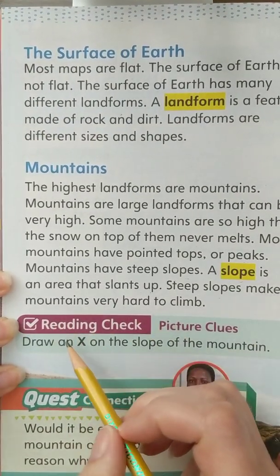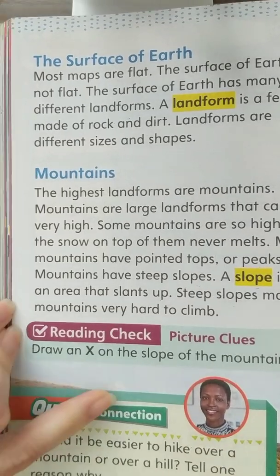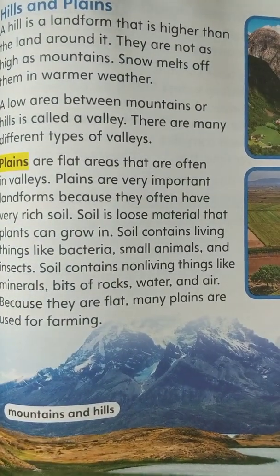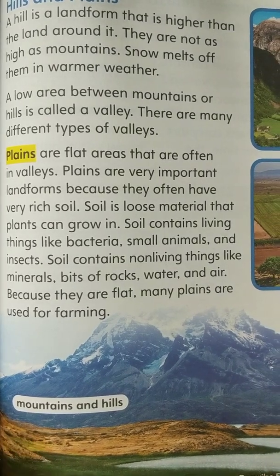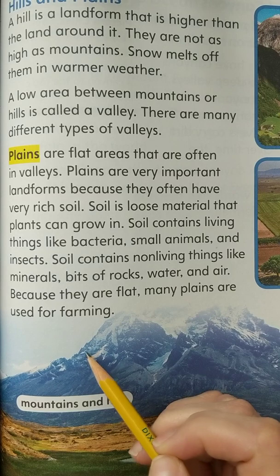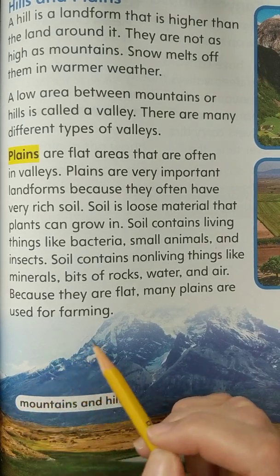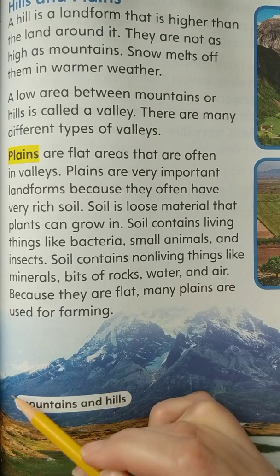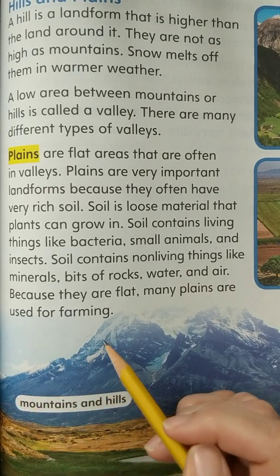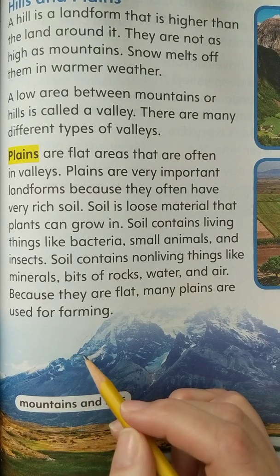Okay, draw an X on the slope of the mountain. So I need to move my book over here. Here's your picture of your mountain. So we're all going to draw an X right here on a slope. See, that's the angle here. That is the Earth moving, that angle that it goes up. It's slanting up from the ground, so we're going to put an X right along here on the slope.